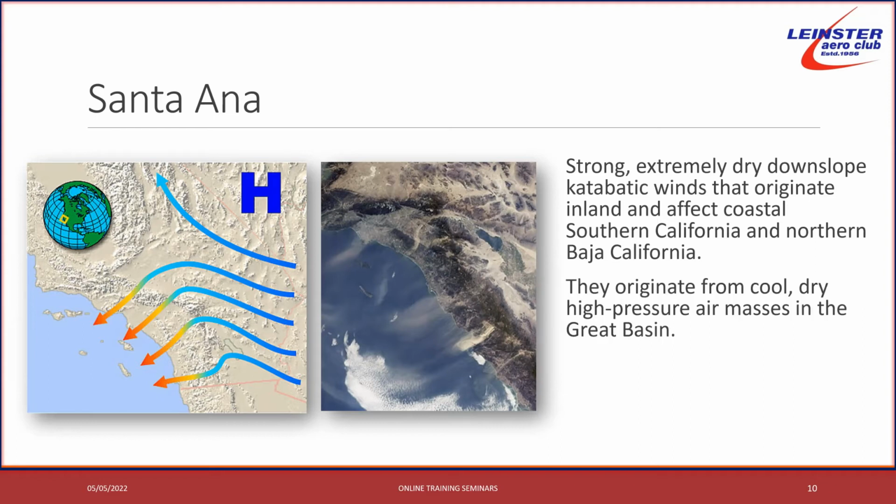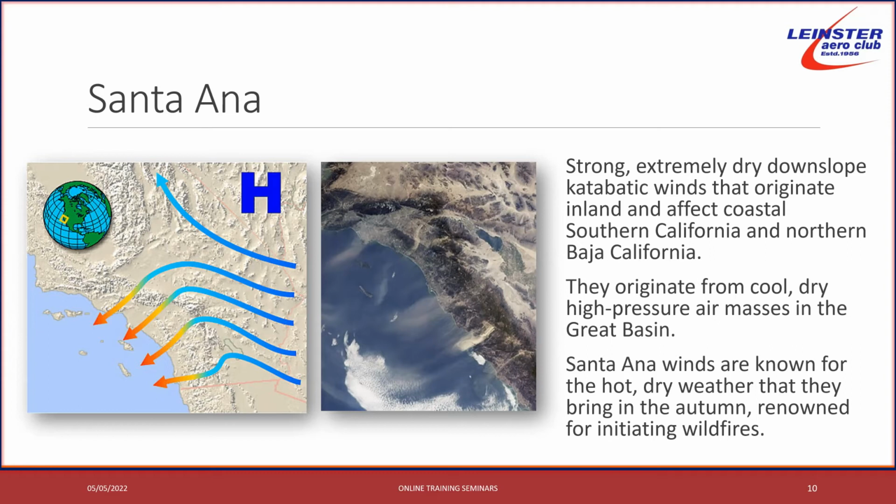You can see the other graphic there. You can see the winds. They're northeasterly, blowing all that smoke from wildfires out over the sea. And that's quite common. Of course, they're also known to initiate wildfires because the winds are so hot and dry. So, the Santa Ana winds.